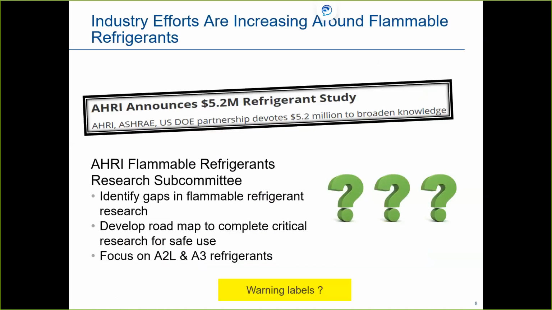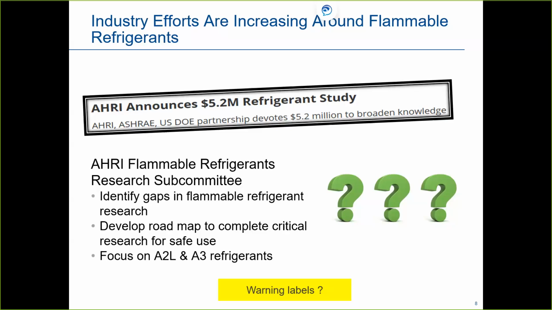Lots of efforts are increasing around flammable refrigerants, as I just talked about, A3s and A2Ls. The AHRI Flammable Refrigerants Research Subcommittee is identifying gaps in flammable refrigerant research and developing a roadmap to complete critical research for safe use. What does that look like? As a licensed journeyman, I can only imagine the building departments have to be brought up to par, because what you and I know on the front lines, they have to know now. Our fire departments have to know. So we really don't want to get the cart before the horse right now.